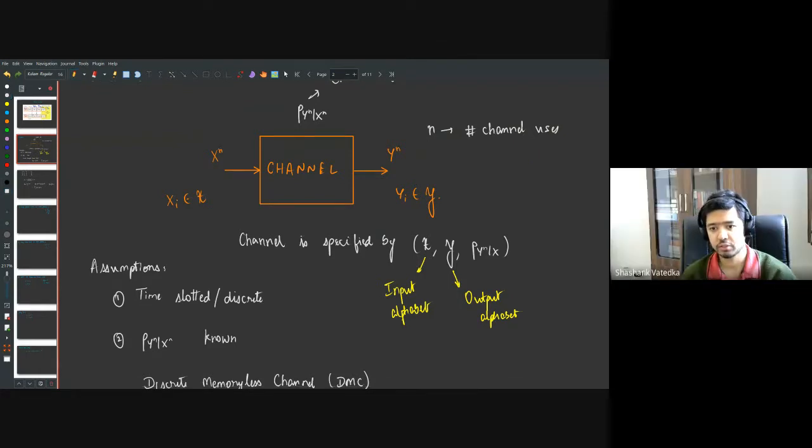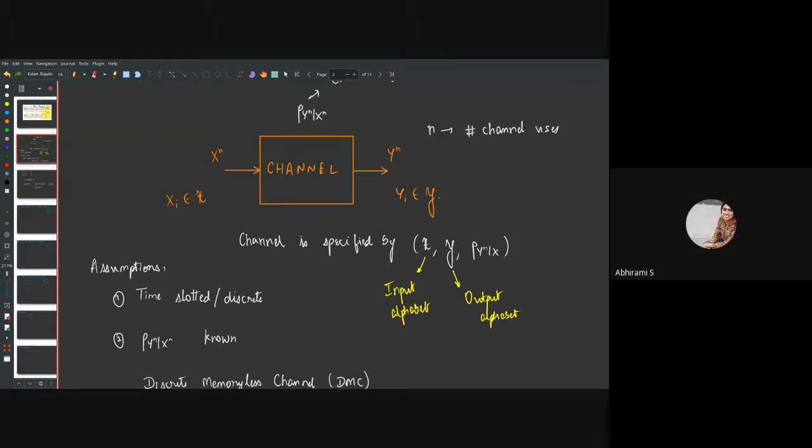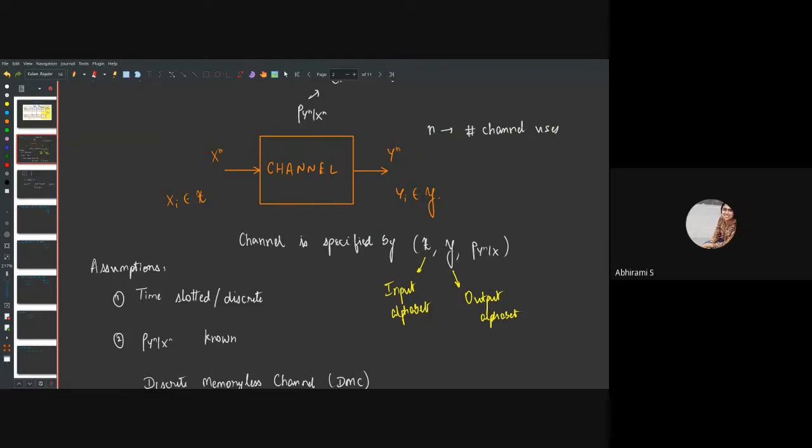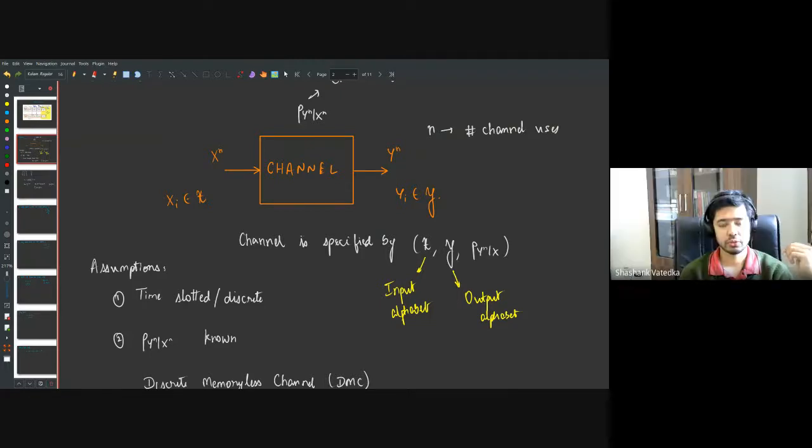So if you view each QAM symbol as one particular symbol, as a complex symbol, then can you maybe mute yourself? I think there's a lot of echo. Sorry. Yeah, thanks.